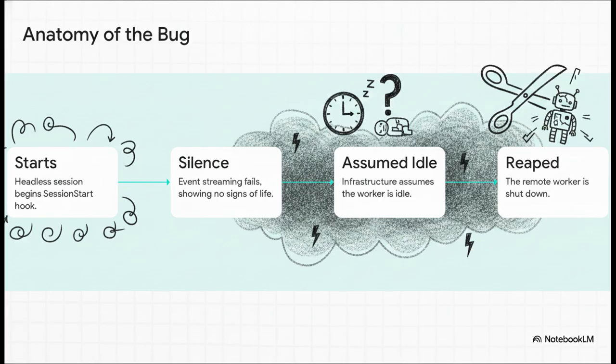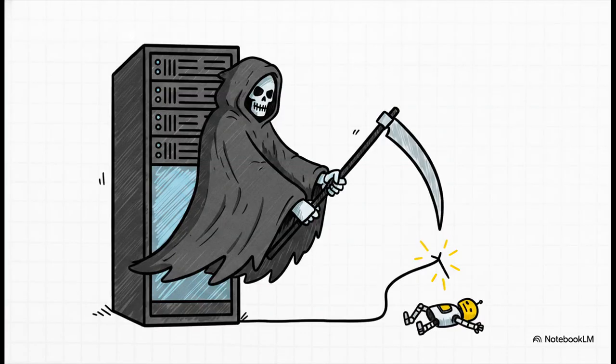Step 3, because there are zero signals coming out, the surrounding infrastructure assumes the worker is just sitting there twiddling its thumbs. It assumes it's idle, which leads to step 4. The worker gets reaped. And that right there is the true cause of this silent death. Because the hook wasn't actively producing output to prove it was alive, the surrounding host system, the infrastructure actually managing your containers, acts like a grim reaper. Host systems are designed to be efficient, so when they see a worker that appears to be doing absolutely nothing, they aggressively step in and shut it down to free up compute resources. Your poor remote worker was being killed right in the middle of its SessionStart hook, before it could do anything useful at all.